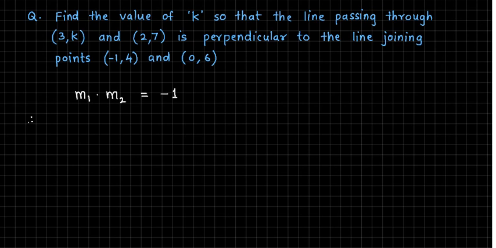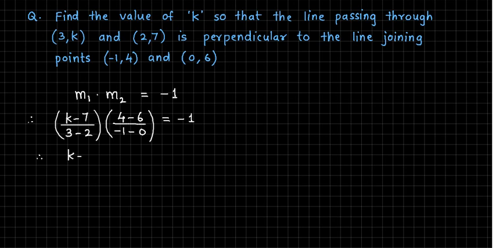Okay, considering the first line, we can write the slope as (k minus 7) upon (3 minus 2), right? y1 minus y2 upon x1 minus x2. And for the second line, we have (4 minus 6) upon (-1 minus 0). That is equal to -1. So we have to now solve this to get the answer. So (k minus 7) upon 1 as it is. And in the second bracket, you get -2 upon -1. So that gives you 2 is equal to -1.